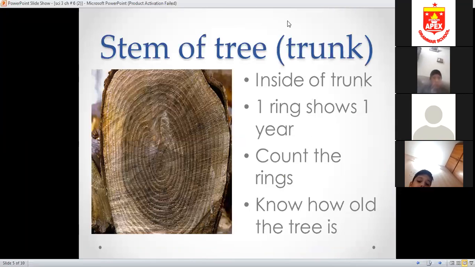Next, you can see, students, when the carpenter cuts the stem of a tree to make furniture, in the stem of a trunk there are many rings.